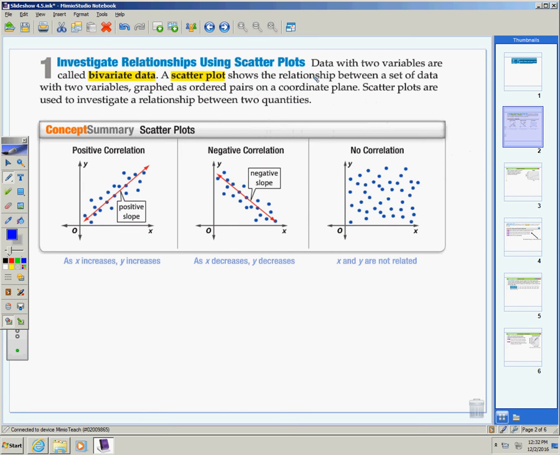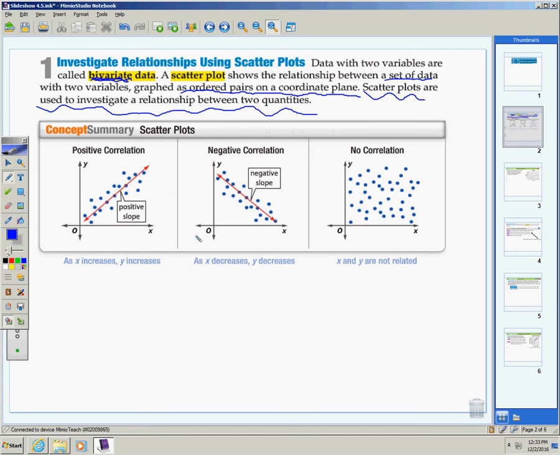So when we have two variables, we call it bivariate data, okay? Bivariate means two variables. And whenever we have bivariate data, we can make a scatter plot. A scatter plot just means you are graphing a set of data as ordered pairs, so as points on a coordinate plane. And we use scatter plots to investigate a relationship between two quantities. Basically, we use them to write equations if they exist.